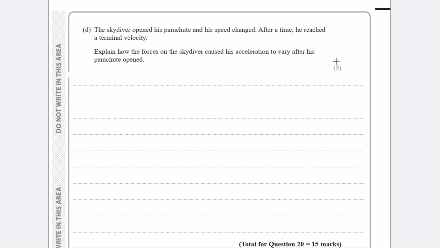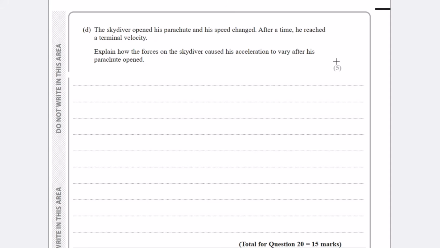Now let's look at the very last question. The skydiver opens his parachute and his speed changes. After a time, he reaches terminal velocity. This is the lower second terminal velocity after opening the parachute. Explain how forces on the skydiver cause his acceleration to vary after his parachute opens.